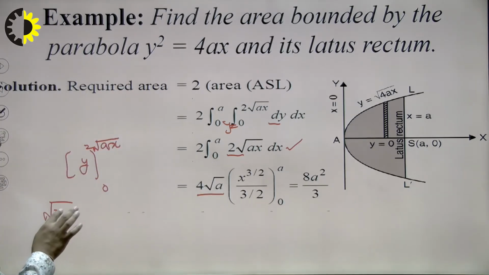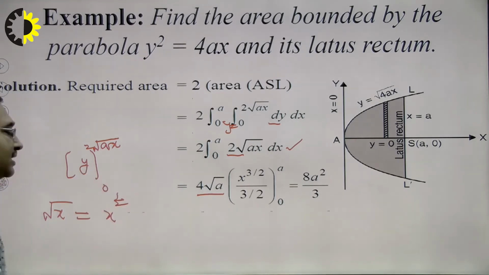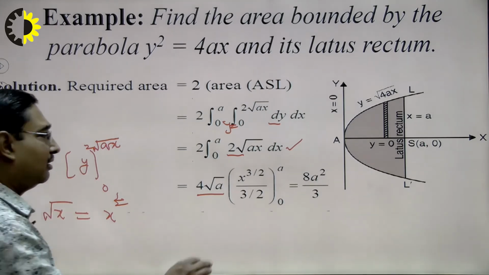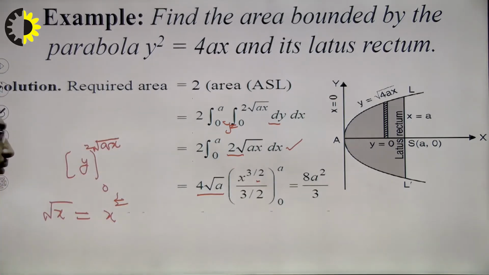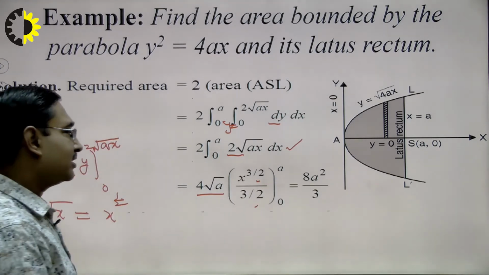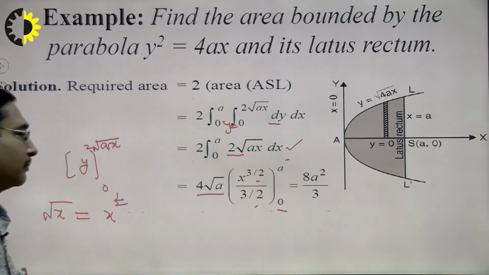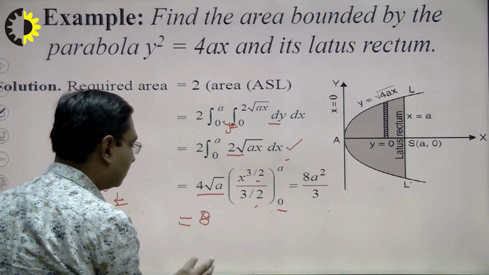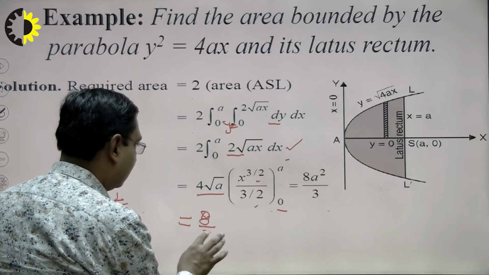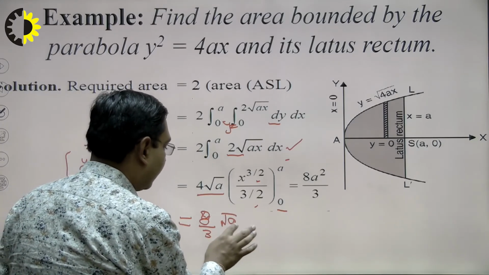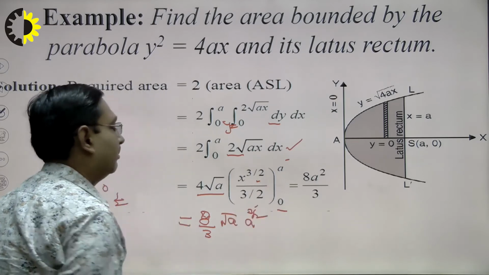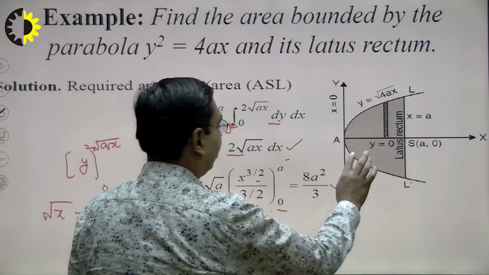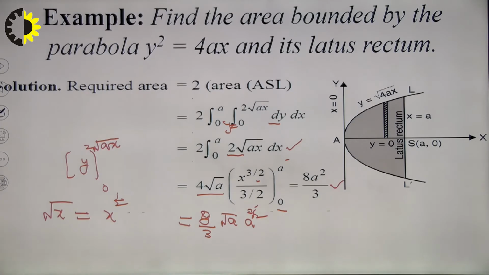This root x can be written as x raised to the power half. Integrating it by the formula of x raised to the power n, it becomes x raised to the power 3 by 2 upon 3 by 2. Limits of x are from 0 to a. Applying these limits, it will be 4 root a times a raised to the power 3 by 2 by 3 by 2, and it is nothing but 8 a square upon 3, which is the required area.